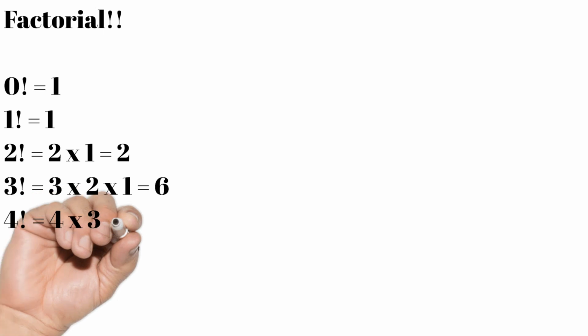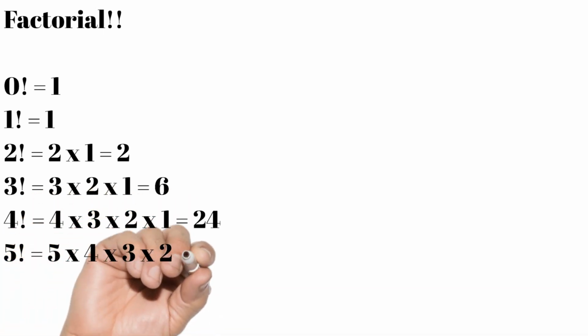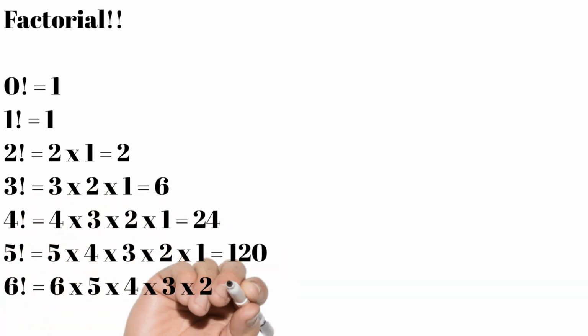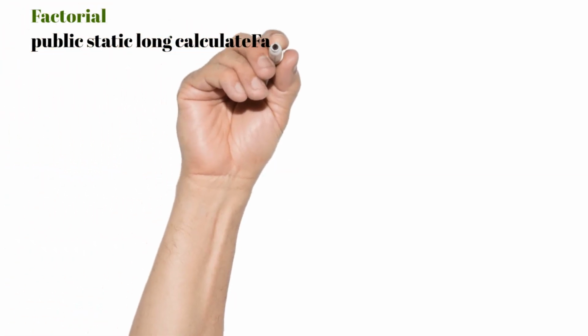Let's jump into a simple example, calculating factorials. A factorial of a number involves multiplying that number with all the positive whole numbers smaller than it. It's a mathematical marvel, and we're about to unravel it using the power of recursion.